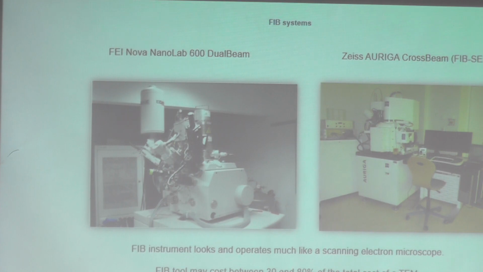However, such systems are very expensive, and the FIB may cost between 30 and 80% of the total cost of the TEM. So the price can be on average 1 to 2 million, depending again on the options.